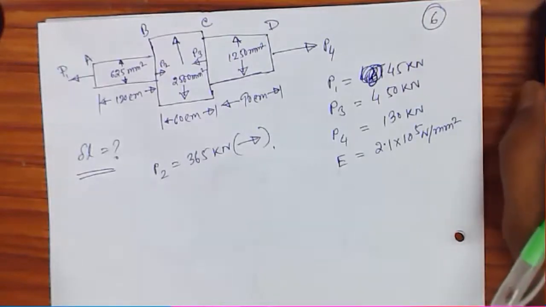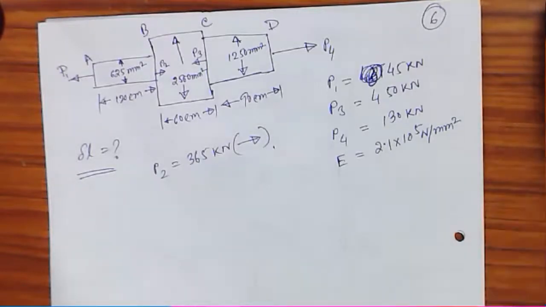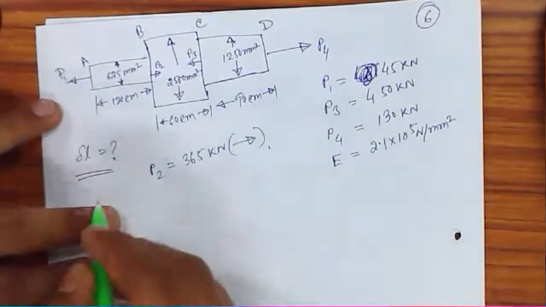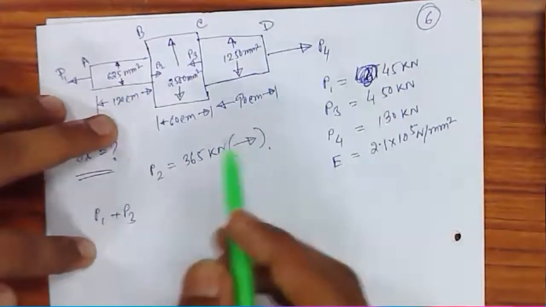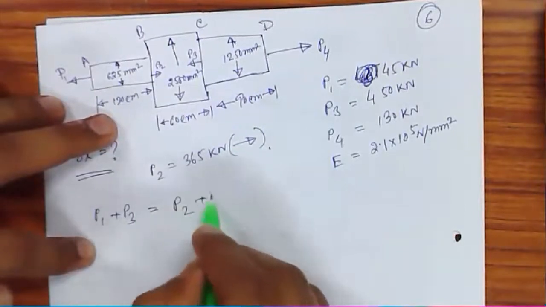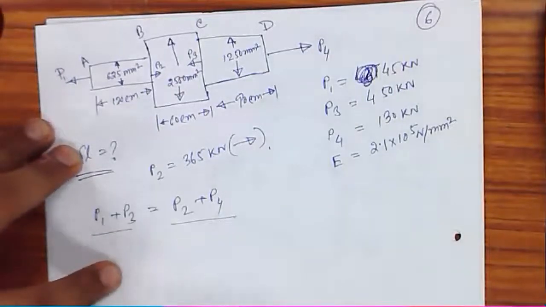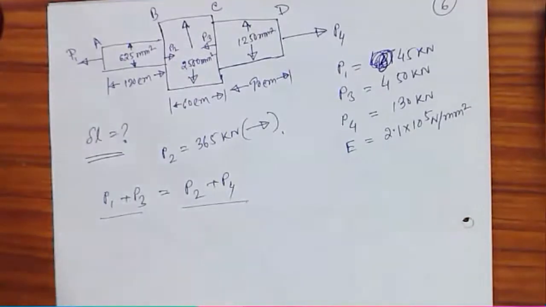Okay, that means everybody understood. It's very good progress. Either I am teaching very well or you are not speaking out freely. So P2, if you look in this figure, the total leftward forces are P1 plus P3 and the total rightward forces are P2 plus P4. Total leftward force should be equal to total rightward force. Put the values and you will get P2. So P2 is equal to 365 kilonewton. Okay, what is the next step?